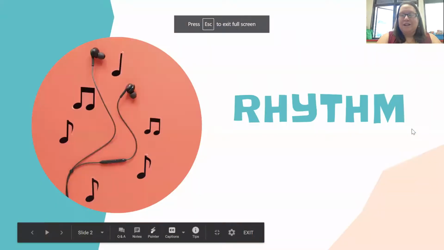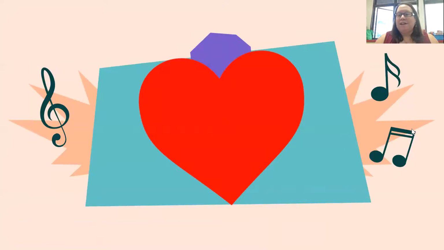All right. We are talking about rhythm. We talked a little bit last week about a beat. In music, we have beats and a steady beat, okay? So it means it's the same beat over and over again. And we talked about how our heart has a steady beat and it beats over and over again. Can you put your hand on your heart like me and do a steady beat? Which means it's the same thing over and over again. It doesn't change. 1, 2, 1, 2, 1, 2. Try that with me. 1, 2, 1, 2, 1, 2.